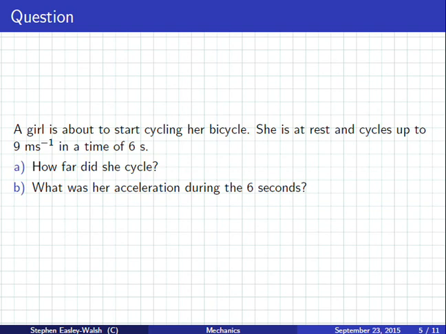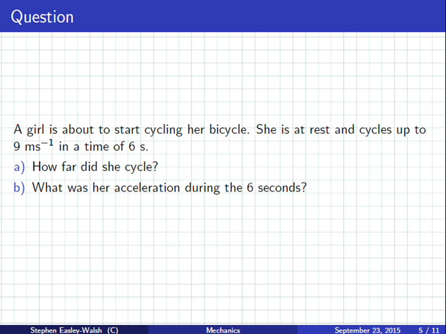Multiplied by 6, what's that? 4.5 times 6. 4 times 6 is 24, 27, yeah. So she travels 27 meters. Okay, so S equals 27. Alright, you calculate the acceleration for me.